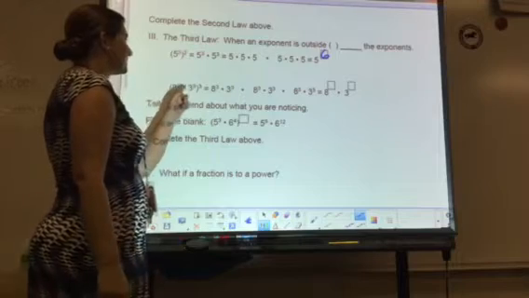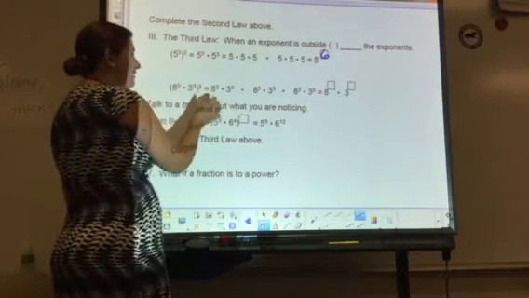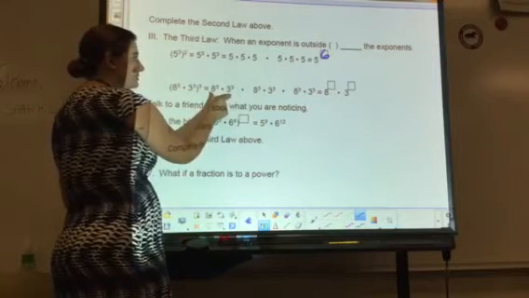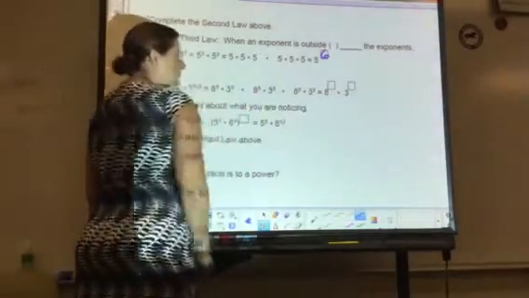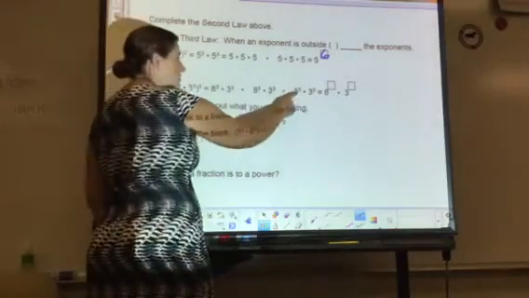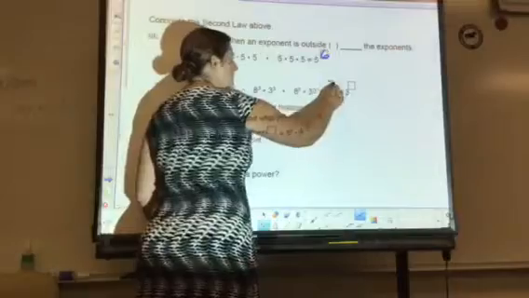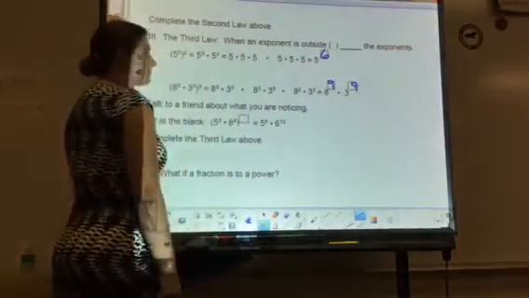8 to the 3rd power times 3 to the 3rd power. All of that to the 3rd power means you have 3 chunks of what's inside. 8 to the 3rd times 3 to the 3rd, 8 to the 3rd times 3 to the 3rd, 8 to the 3rd times 3 to the 3rd. That's 3 8s, that's 3 more 8s, that's 3 more 8s. That's 3, 6, 9 8s that are multiplying, and 3, 6, 9 3s that are multiplying.